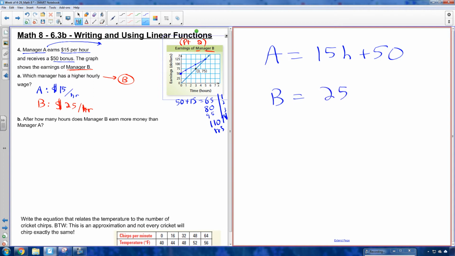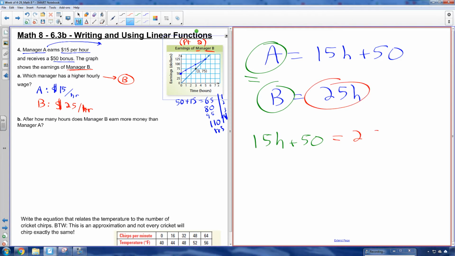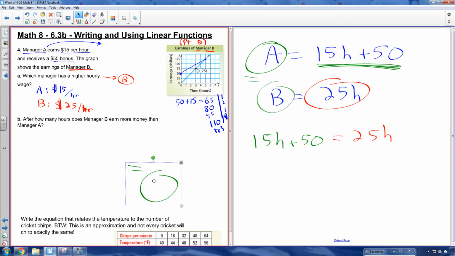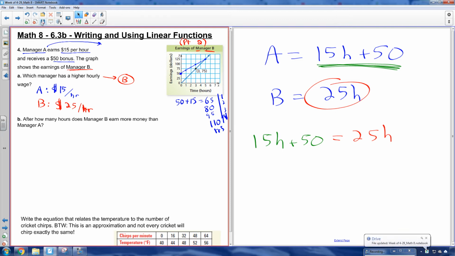So what we want to figure out is, when does A equal B? When do they equal each other? So I take A, which was 15H plus 50, that was his wages, and I take B, which was 25H, and I see when they equal each other. I'm not adding them, I'm setting them equal to get an answer. Now I can figure out pretty quickly that 10H will equal 50 and H will equal 5.